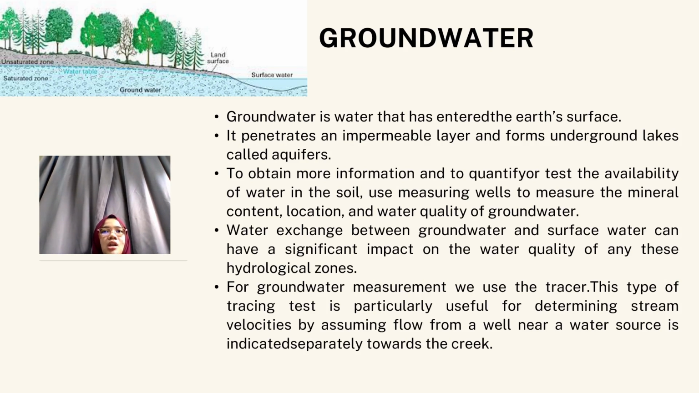Water exchange between groundwater and surface water can have a significant impact on the water quality of any of these hydrological zones. For groundwater measurement, we use the tracer. This type of tracing test is particularly useful for determining stream velocity by assuming flow from a well near a water source is indicated spreading towards the creeks.